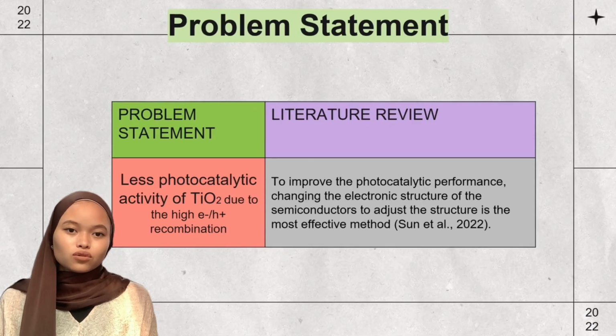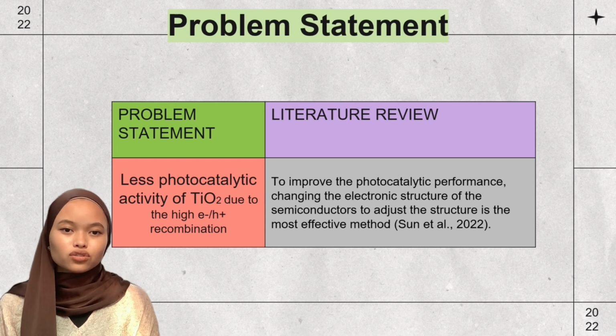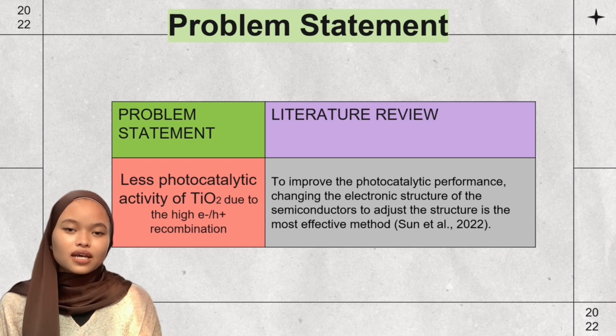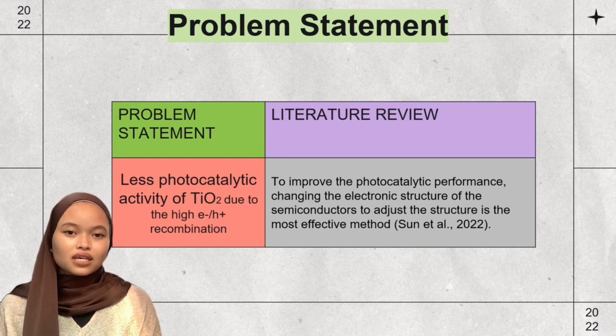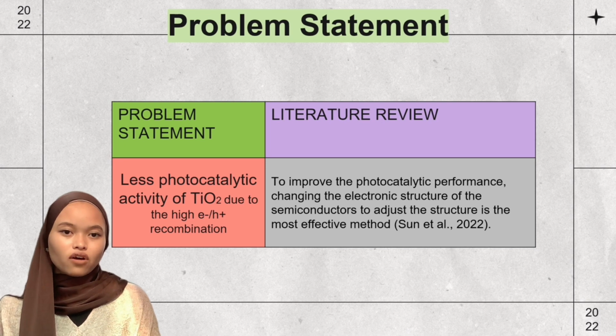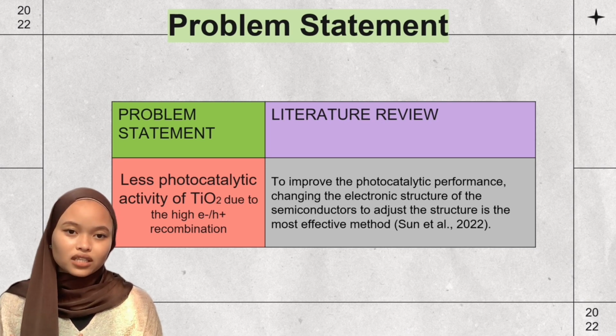Let's take a look at the problem statement. Less photocatalytic activity of titanium dioxide due to high recombination stage. Thus, according to Sun in 2022, in order to improve the photocatalytic performance, changing the electronic structure of the semiconductor to adjust the structure is the most effective method.